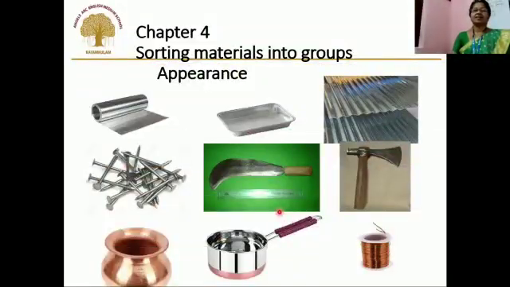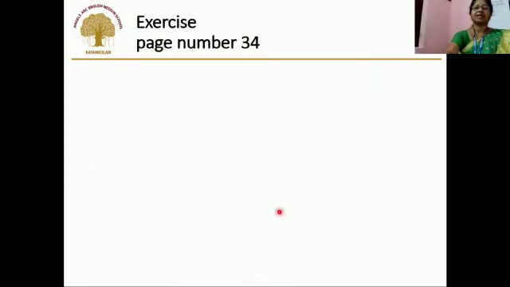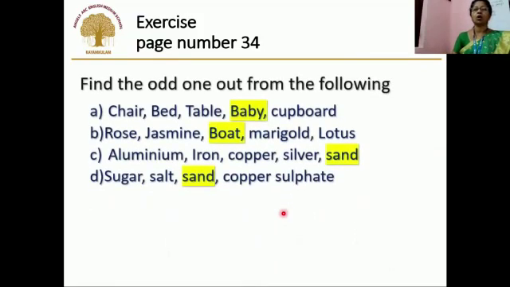Now we are going to discuss the exercise questions. The first question is on page number 34. Find the odd one out from the following. There are four questions. First one: chair, bed, table, baby, cupboard. From this, you have to select which is the odd one. Baby is the odd one because all the others are made of wood. Baby is a living thing.